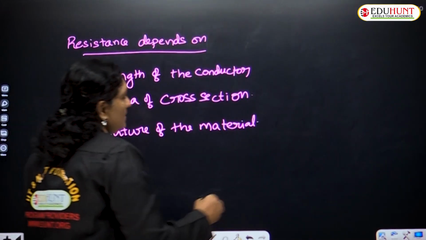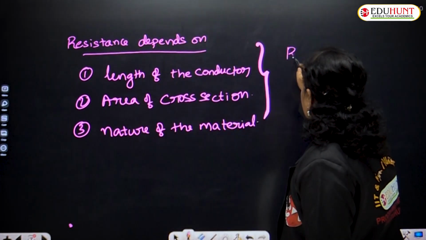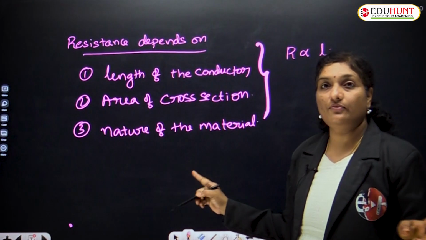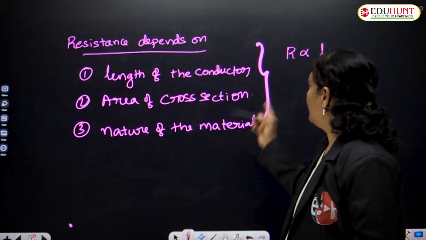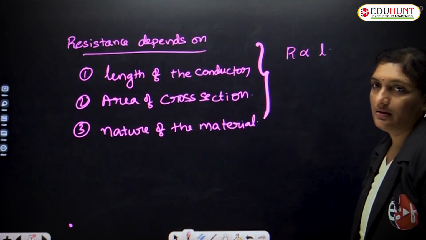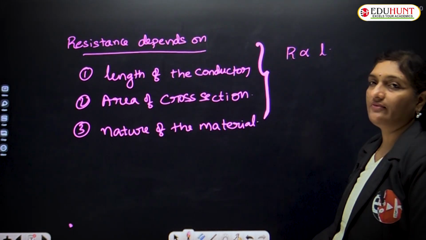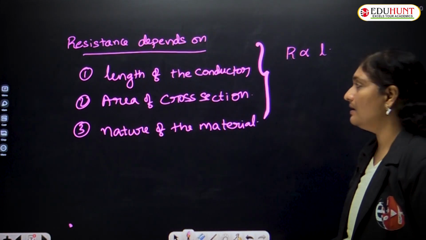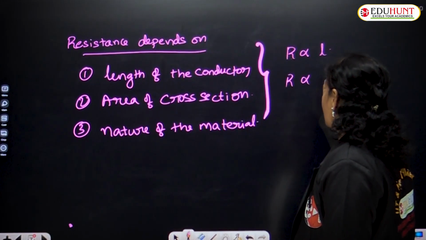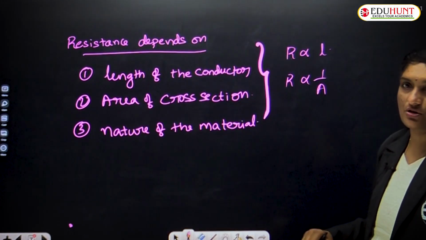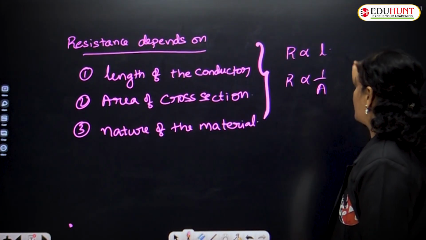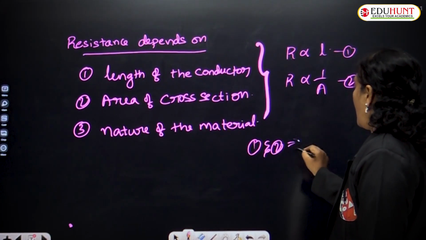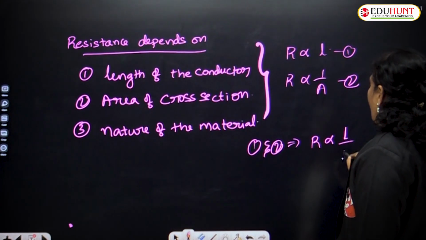So, from this I can conclude that resistance depends on the length of the conductor. The larger the length of the metallic wire, the larger will be the resistance offered. That means resistance and length of the wire will be directly proportional. Similarly, the larger the area of cross section, the lesser will be the resistance. So, resistance is inversely proportional to the area of cross section of the conductor. Combining equation 1 and 2, what we get, children? R proportional to L upon A.